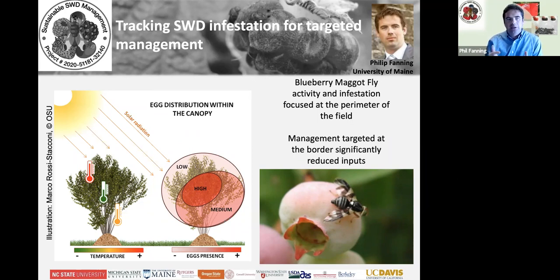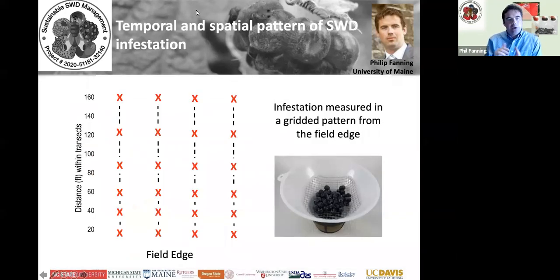So on the next slide, you'll see basically how we do this. We go out into our fields, we measure in transects from the edge of the field into the interior of the field. We do multiple transects per site, and we monitor at fixed locations all the way up to 160 feet into the field. At each location, we collect 3 6-ounce samples, and we do the salt flotation method to look at whether we have infestation within those samples.